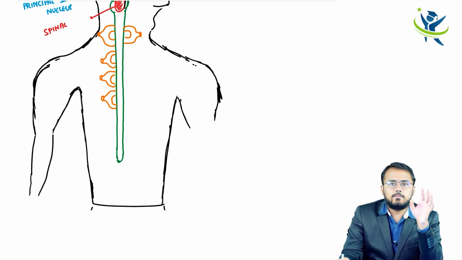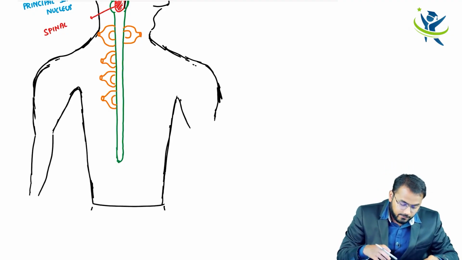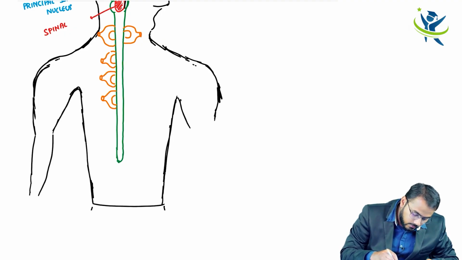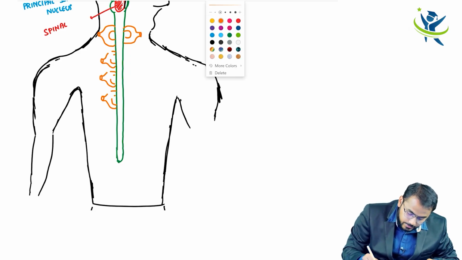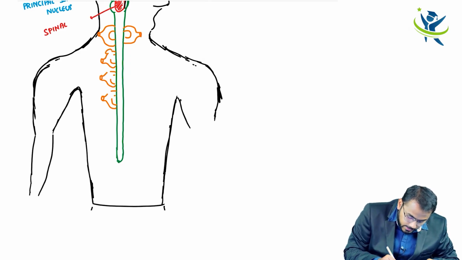One important thing I forgot to mention here, what is that? Can anyone tell? In the dorsal root, I forgot to draw one very important thing. What is that? That is your dorsal root ganglion. So let me draw a bulge like this, explaining the dorsal root ganglion. So this is your dorsal root ganglion.